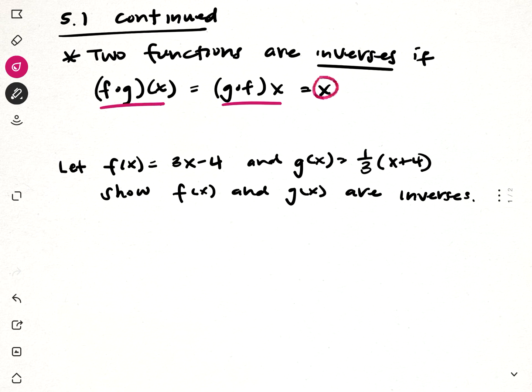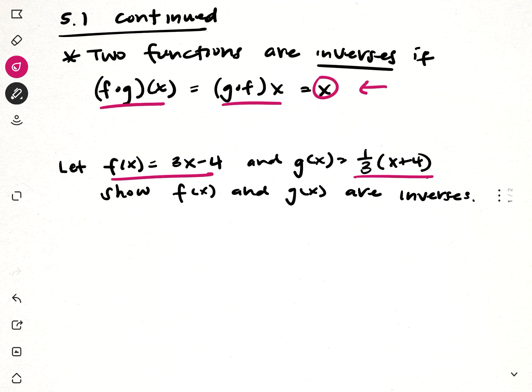All right, so let's look at an example. We have f of x, which is 3x minus 4. We have g of x, which is 1/3 x plus 4. And it's asking us to show that f of x and g of x are inverses. So what we're going to do is substitute one into the other. It doesn't matter which one, because from the above, no matter if we compose f with g or g with f, we should come out with just x as our answer.